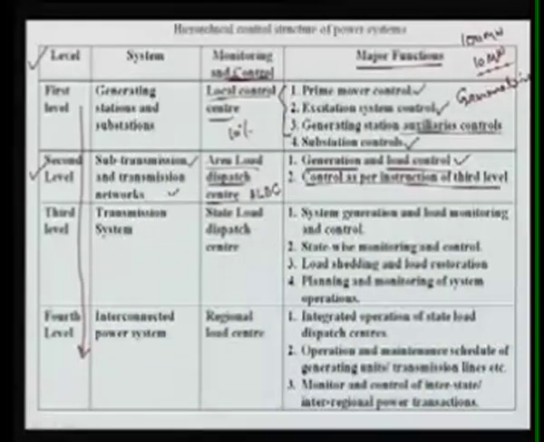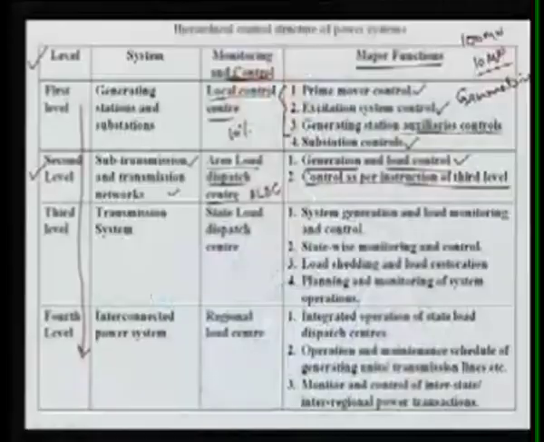And also they get control as per instruction of the third level. Now this is the third level control, which means the state load dispatch centers. They give some information. For example, if there is a line between one station and another station, and they get the information to trip this line, then sitting in the control room, they can trip that line. Again, the requirement for why this line is to be tripped comes from your third level.